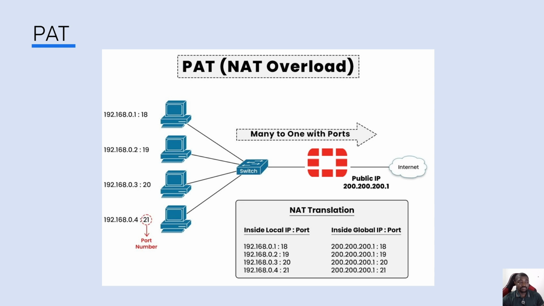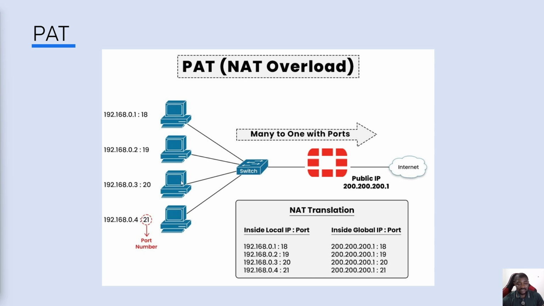So now let's jump to the PAT. PAT is port address translation. So here we will have what we call many to one with ports. Why we say many to one with ports is that SNAT typically maps a private IP address to a single public IP address, while PAT allows multiple devices with private IP addresses to share a single public IP address by translating both the IP address and the port number.